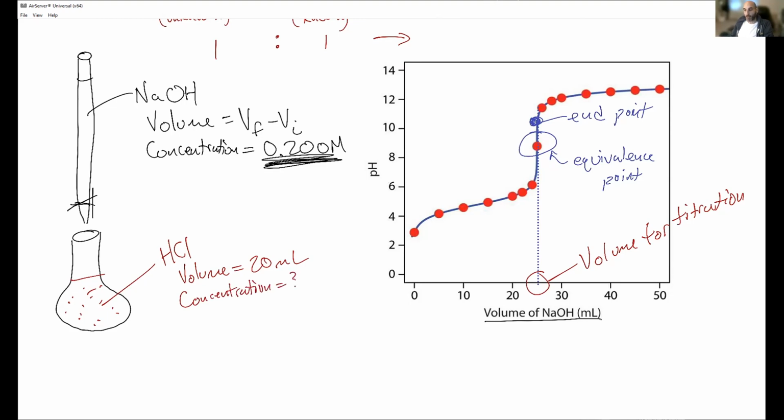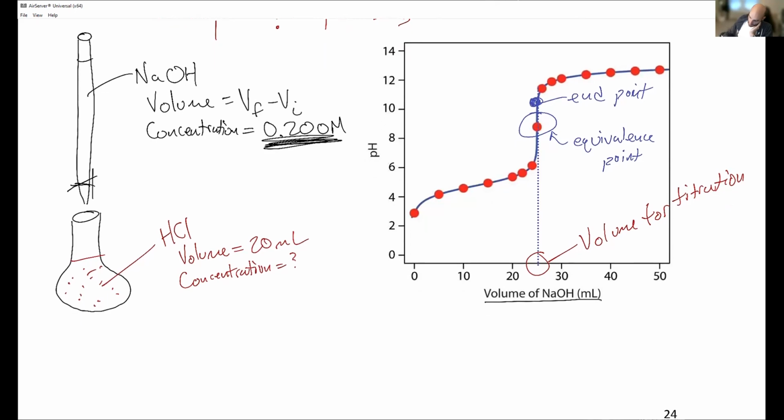I am unsure about what the concentration actually is. Okay, so the one thing that we do know, though, when I run this reaction, my OH minus is going to combine with my H plus, and it's going to give me water. I'm going to add an indicator as soon as I have excess OH minus.